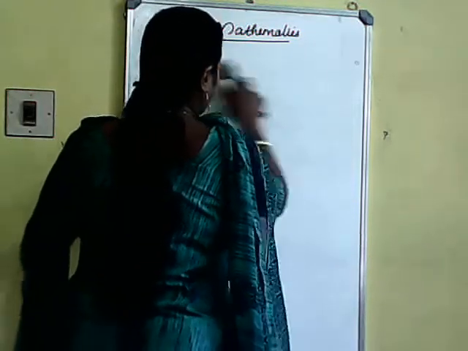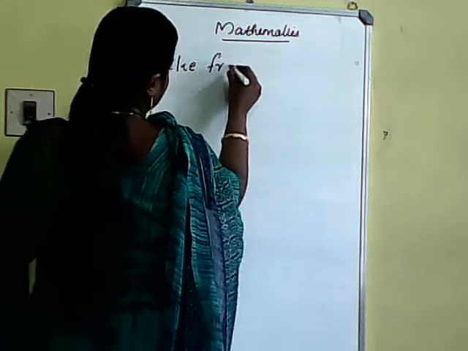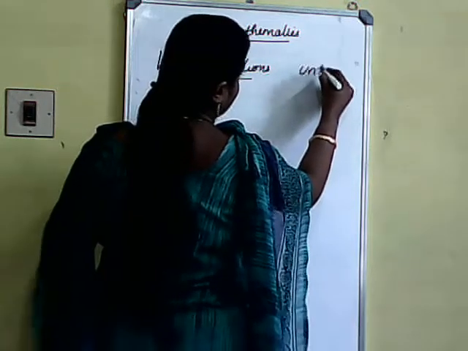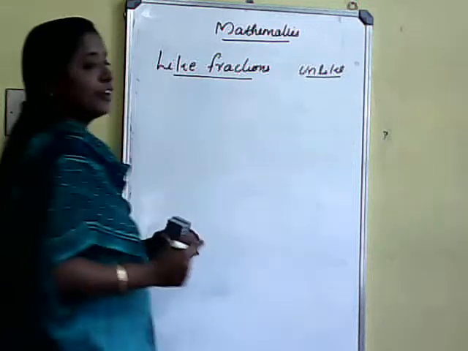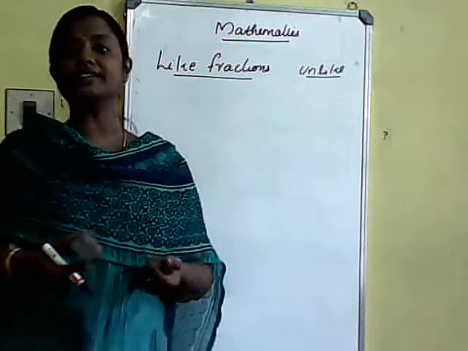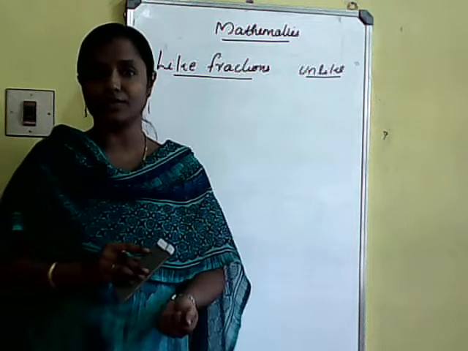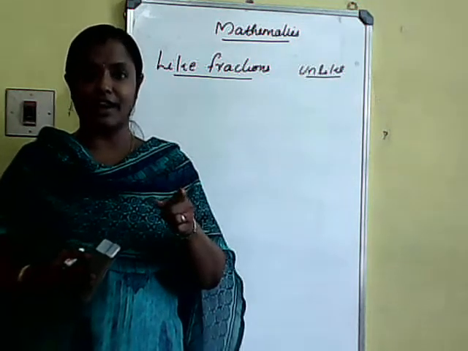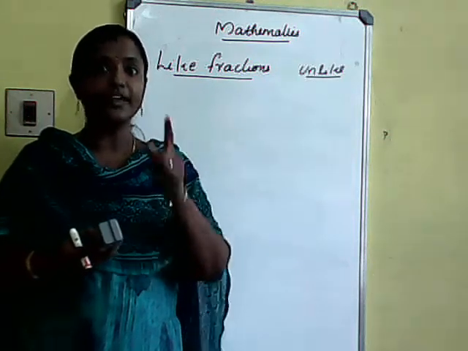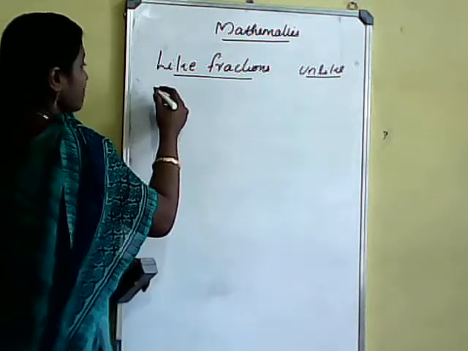First one, like fractions. The next one is unlike fractions. What is like fractions? If the denominators of the fractions are the same, we can say the fractions are like fractions. One fraction is given and asked whether these are unlike or like fractions. No, two fractions, we understand the like fractions and unlike fractions.